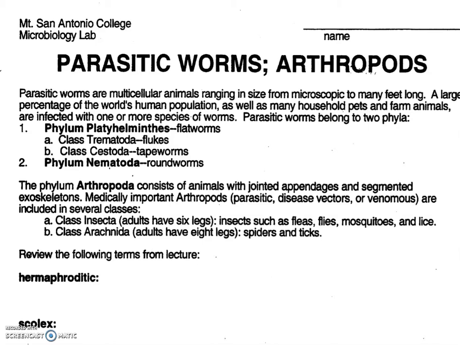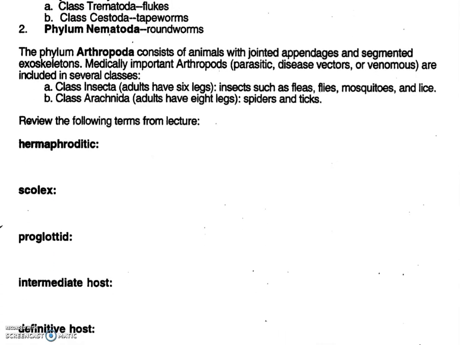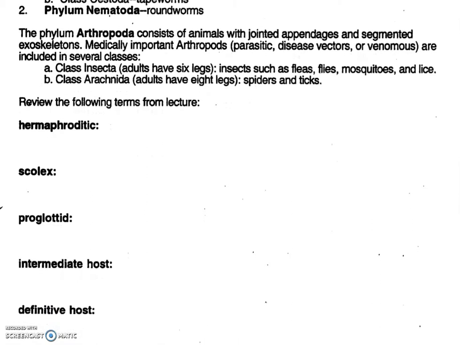So the dry lab. For the worms, it will be covering the phylum of the platyhelminths, the flatworms, and the two classes here in question are the class of the trematodes, the flukes, and the class of the cestoda, the tapeworms. And then we have another phylum, the nematodes, those are roundworms. On the arthropod end, we have two classes that are being covered here. There'll be the class of the insects, the insecta, and then the class of the arachnida. Those are the spiders and the ticks.